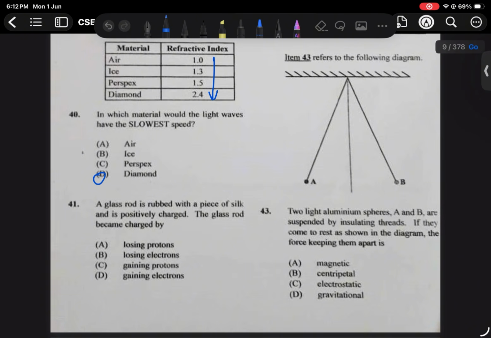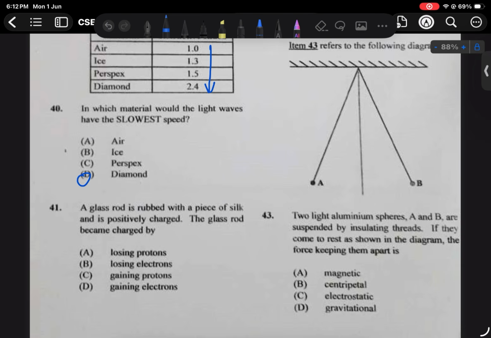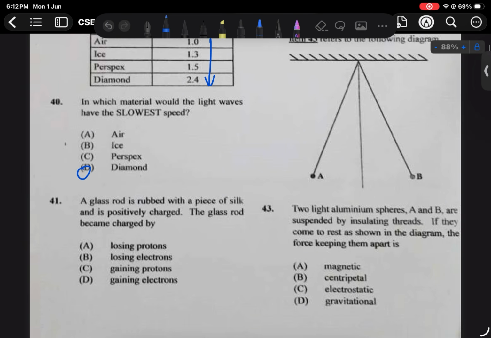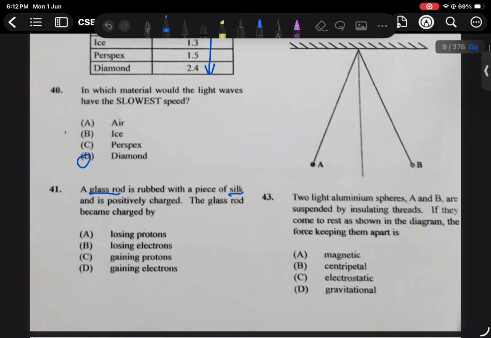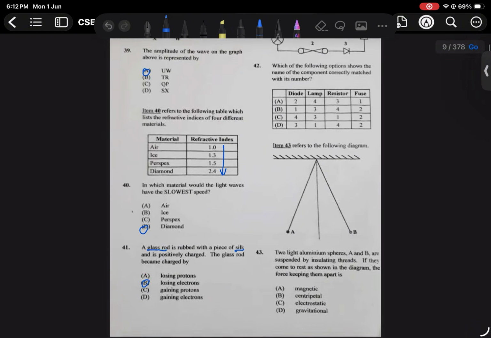A glass rod is rubbed with a piece of silk and is positively charged. The glass rod becomes charged so the glass rod would lose electrons and transfer them to the silk. So it would lose electrons and become positively charged.